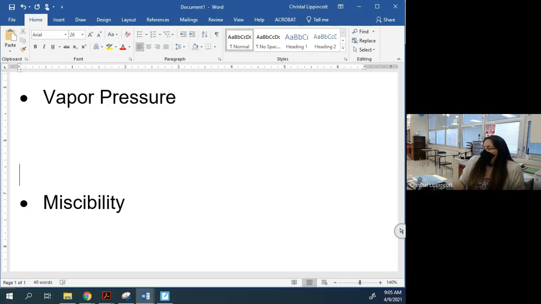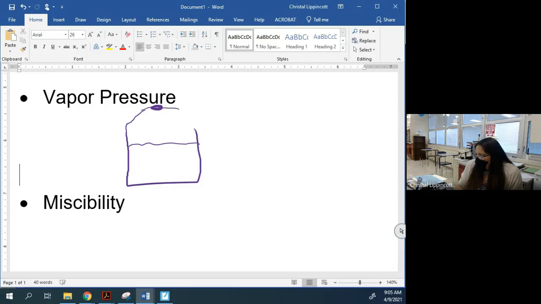All right. So vapor pressure. If we have something like water, for example, okay, and vapor pressure has to do with a capped off container, okay, because otherwise you wouldn't have pressure buildup. It would just go out into the room, okay.